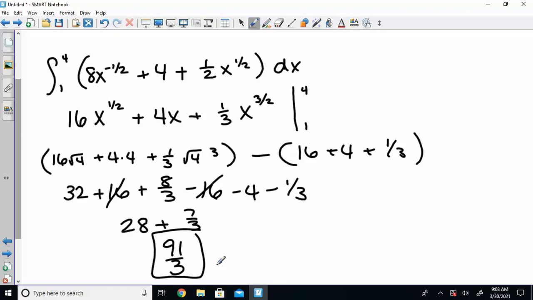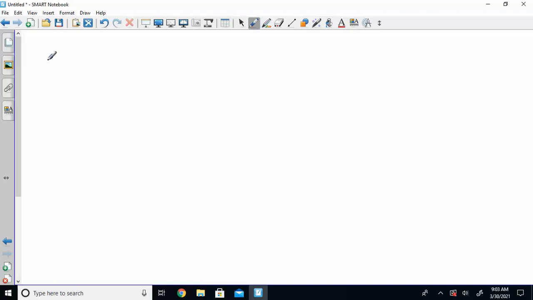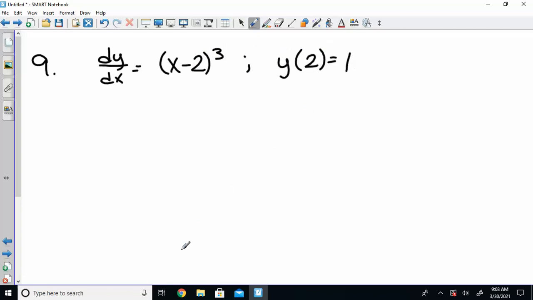Next up, problem number 9. So we know that dy dx is (x minus 2) cubed, and y of 2 equals 1. So, this is telling me the derivative is (x minus 2) cubed. So what do we have to do first? The antiderivative.